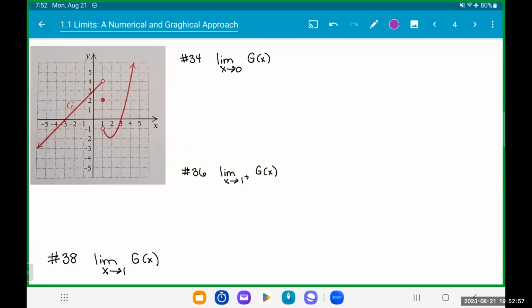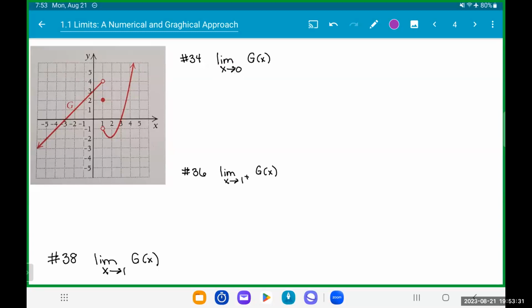For this first one, you can see that we don't have a plus or a minus here, but to determine if a limit exists, we have to check from the left and from the right. If those are equal, then the limit exists. So let's start with this one. Our g function is all of this here in red. What is the limit as x approaches 0?